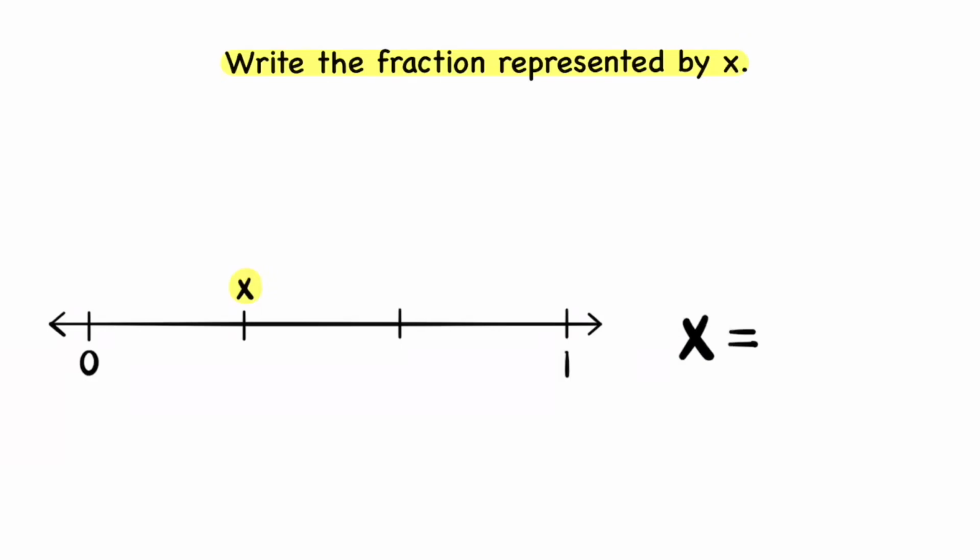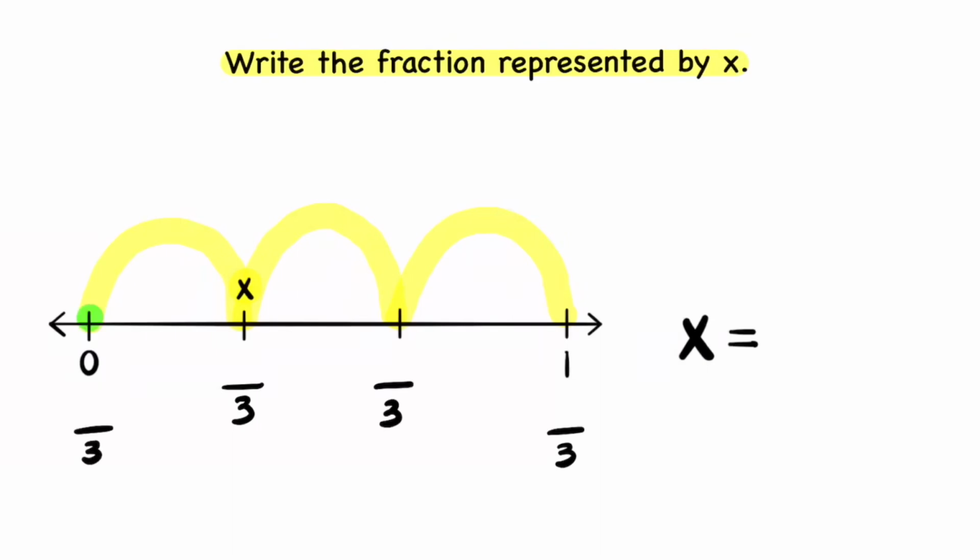We will do that by finding how much distance or how many parts there are between 0 and 1. Let's begin counting. 1, 2, 3. There are 3 parts or spaces between 0 and 1. Since there are 3 parts between 0 and 1, we know the denominator will be 3 for every single tick mark on this number line, even for the 0.